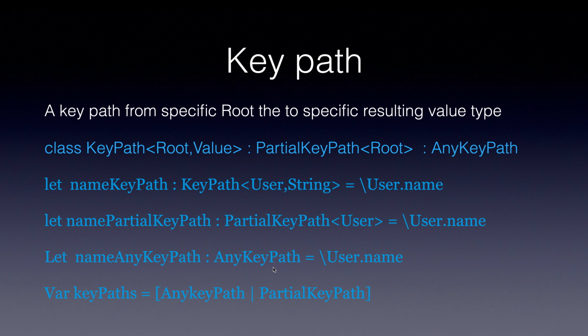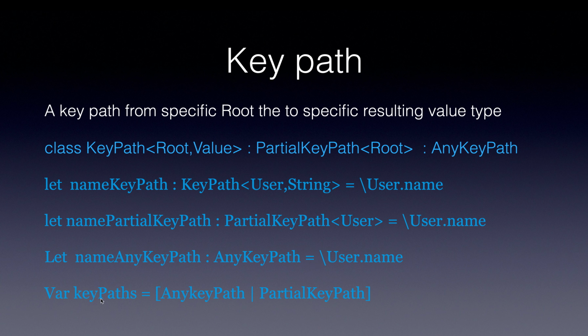In all these cases, when you assign the name key path, it will have both the root and the result type. With PartialKeyPath the value type is erased and it only has the root type. In AnyKeyPath, both the root and value type are erased.